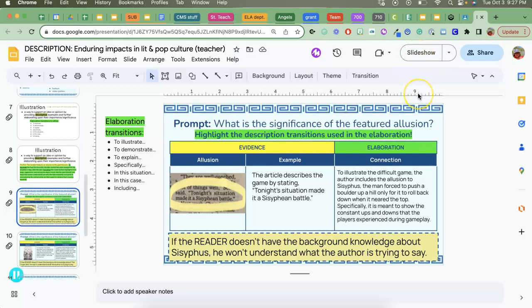Depending on how far we got yesterday, we're going to work through some of these slides. If we've already done them, then you can move on to the next slide and watch the next screencast. Remember that you have your elaboration transitions off in the margin here to help you.